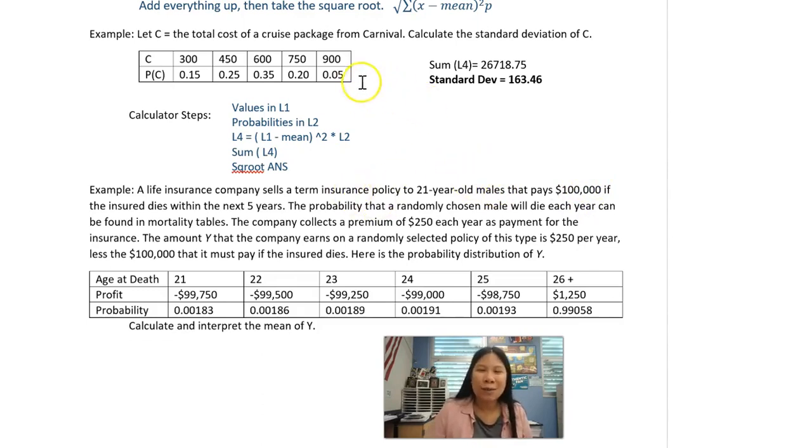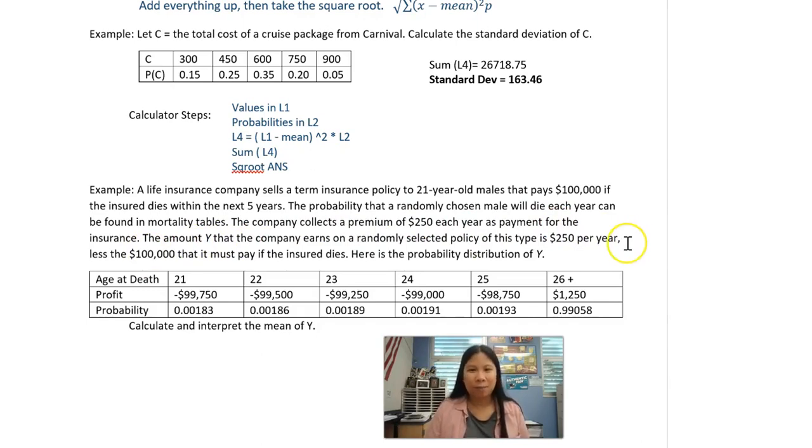So whenever you buy life insurance, you're pretty much betting on yourself and your death. Kind of morbid. But here are the probabilities that a randomly chosen male will die each year based on their age. The company collects a premium of $250 each year as payment for the insurance. The amount Y that the company earns on a randomly selected policy of this type is $250 per year, less the $100,000 that they must pay if the insured dies.